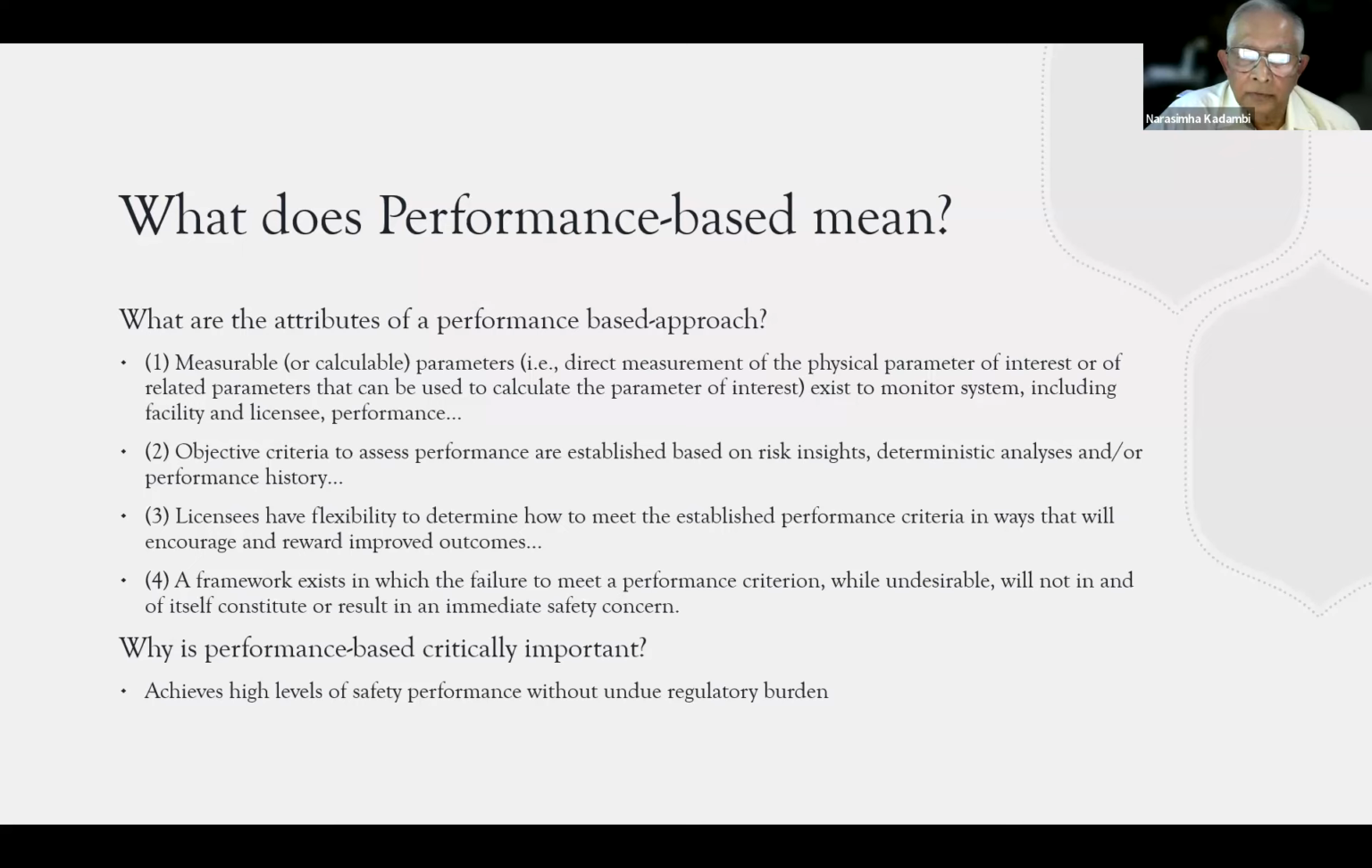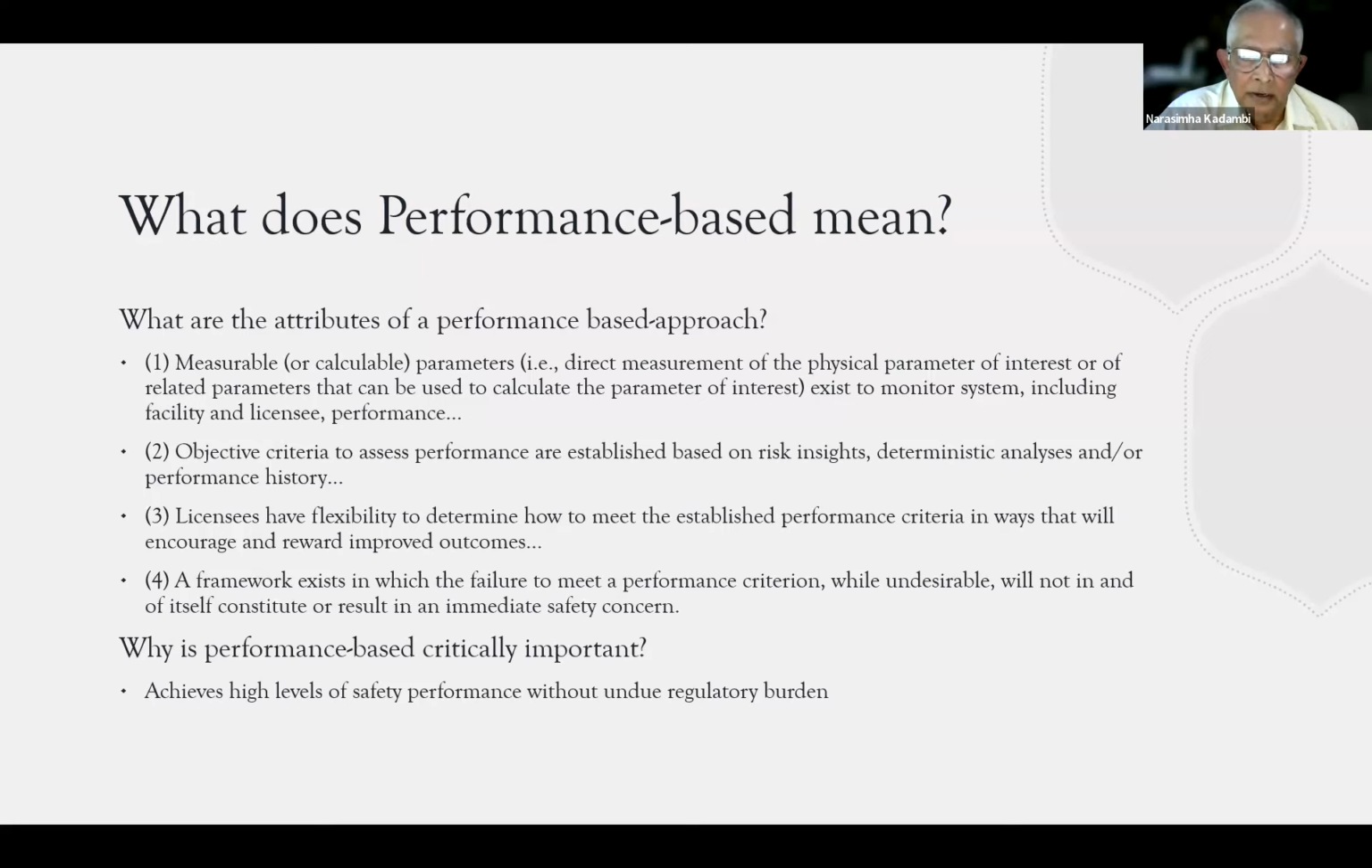For example, if you look at the specific attributes over here, this is verbatim from the SRM: there should be measurable parameters, and then it goes on to say what those are. There should be objective criteria to assess performance, and you can establish the criteria by risk insights, deterministic analysis, or performance history. The third attribute is that the licensees must have flexibility to determine how to meet the established performance criteria. And also, in providing this flexibility, the regulatory system should have a way of encouraging and rewarding improved outcomes.